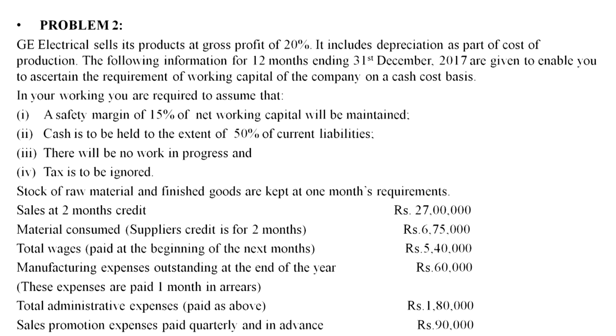So, if you see this problem here, General Electric sells its products at a gross profit of 20%. It is a gross profit of 20%, not the net profit. It includes depreciation as part of cost of production. The following information for 12 months ending on 31st December 2017 is given to enable you to ascertain the requirement of working capital of a company on cash cost basis.